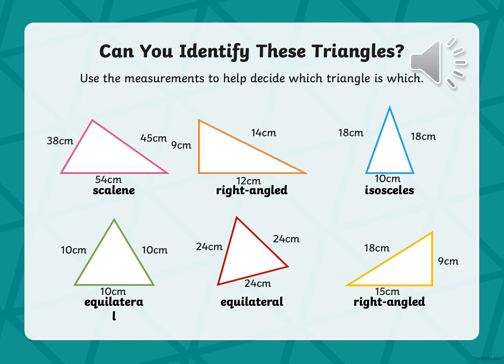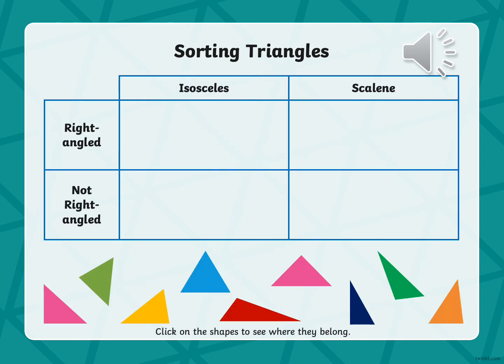Okay? Equilateral, all the same size. Isosceles, 2 sides the same. A right angle triangle has a right angle and 1 long side, and a scalene, all different. Can you identify the triangles? Now try sorting these triangles into this Carroll diagram.